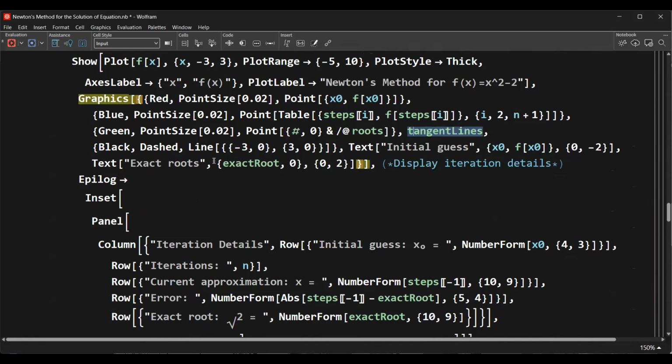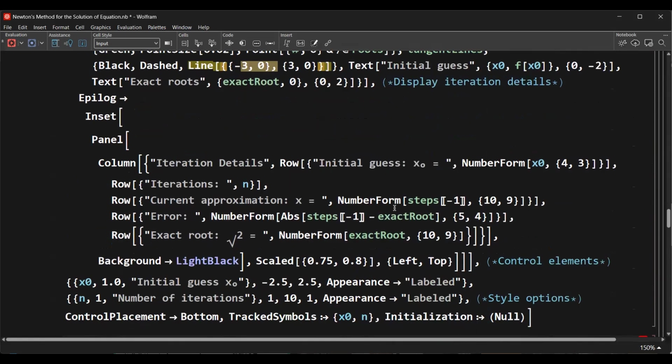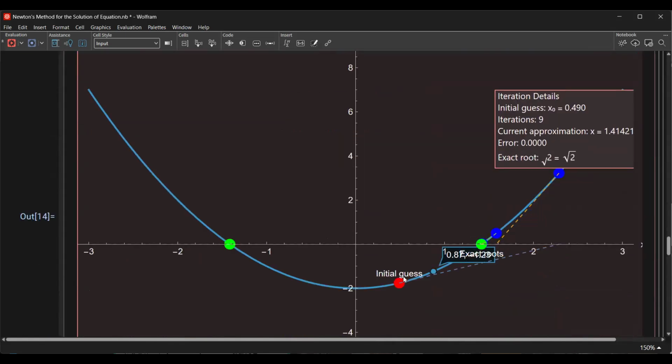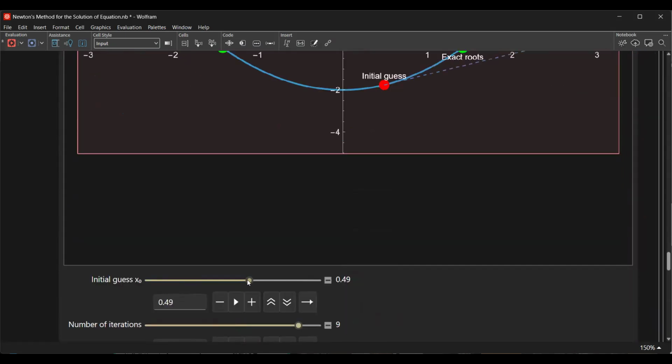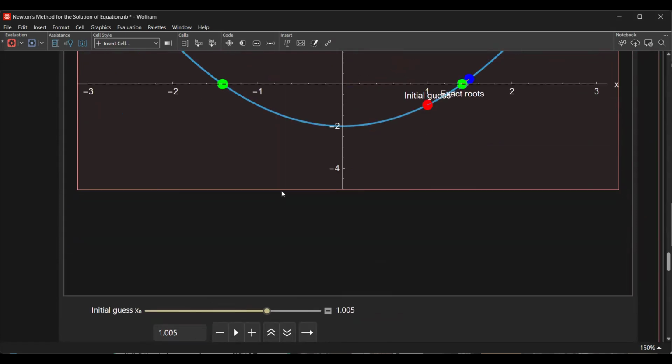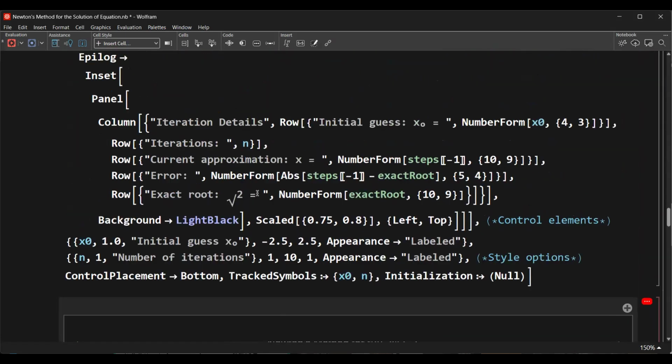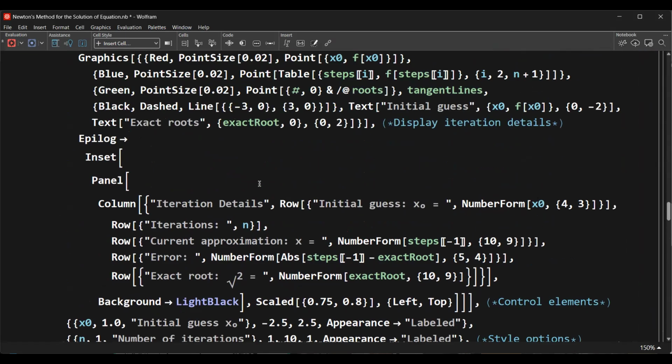Then we have the tangent lines here from negative 3 to positive 3. So we have the dash. Then we have the x initial guess here. So this is our initial guess, x sub 0 and f of x sub 0. Our initial guess here is from x equal to 0.